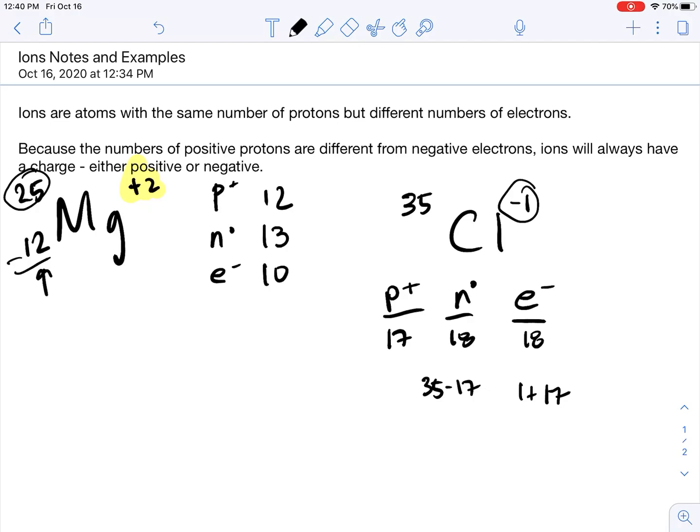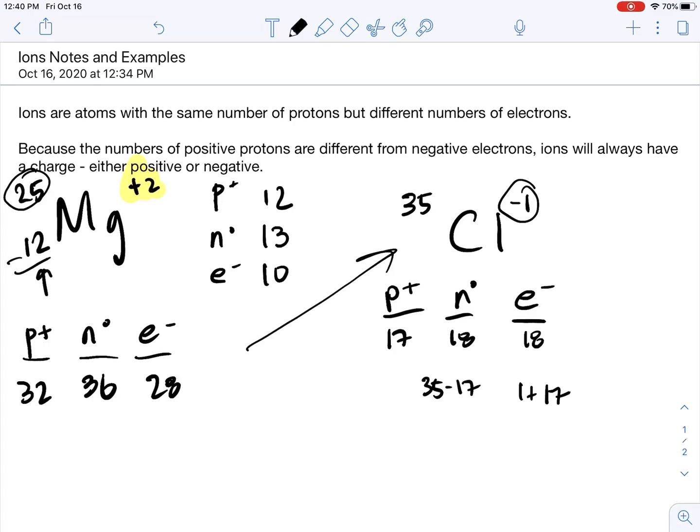Hopefully you got that result. The other thing you can do is go in the opposite direction. You can pause this one and try it too. If I gave you protons, neutrons, and electrons, could you write the element symbol correctly like I have above? So if I said I had 32 protons, 36 neutrons, and 28 electrons, could you write an isotope symbol? Take a second to see if you can.